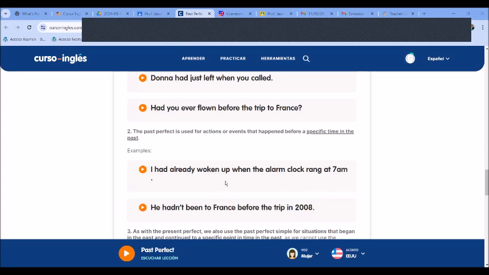We know that it connects to another thing in the past. But also notice we can really be specific when we talk about the past perfect and the past simple. Had he woken up specifically around this time, specifically in this year, right? So we can use the past perfect to show the sequence of events.